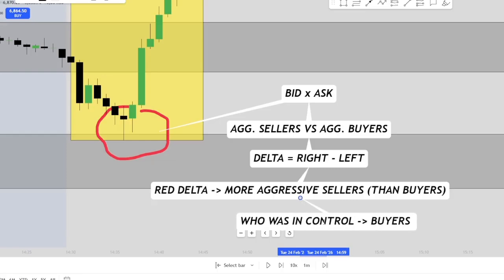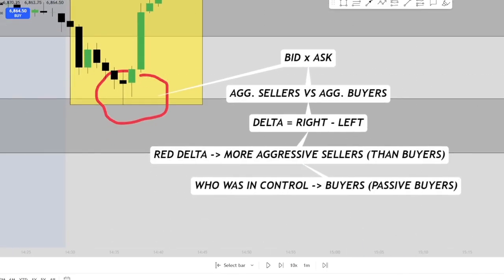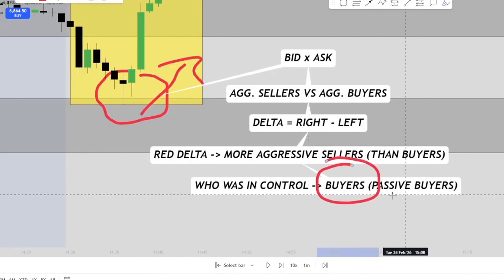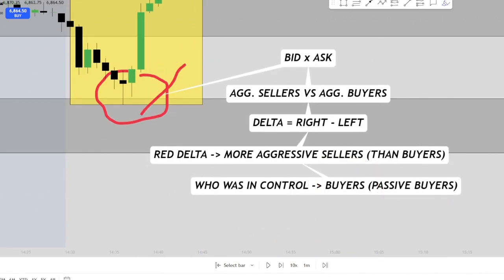Well, the answer is buyers. Now, more specifically, we call these passive buyers. Passive buyers are basically what's driving price up at this zone, right? Passive buyers. So understanding this basic logic can really help you on the footprint chart.